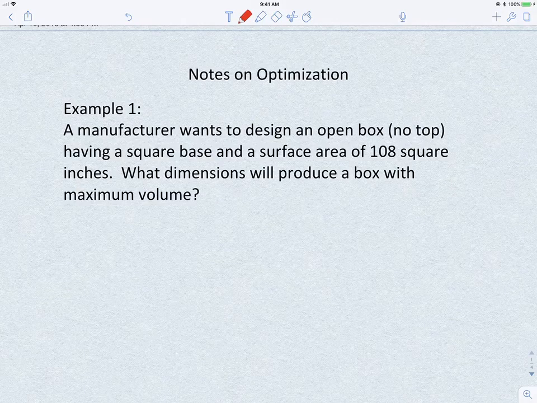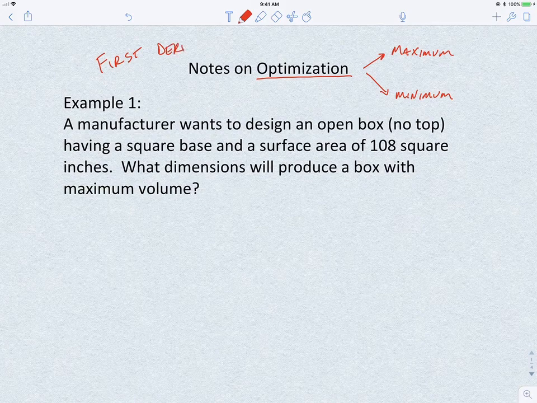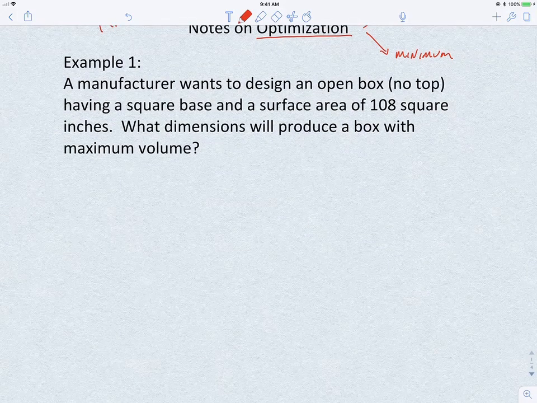Okay, we're going to look at an application of extrema, maximums and minimums, and it's called optimization. Optimization means you want to take a quantity and either maximize it or minimize it. So that really is meaning we're going to be doing our first derivative test and finding out where there's a max or where there's a min.